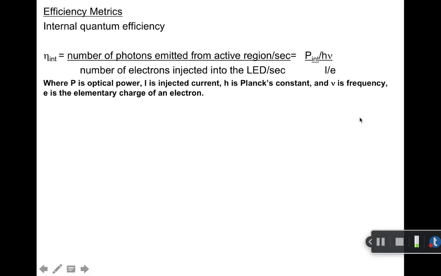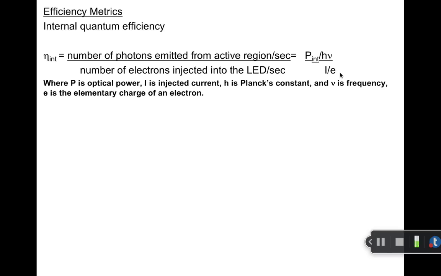And the way we calculate this is by looking at the optical power that's generated internally divided by the energy, which is Planck's constant multiplied by the frequency of the photons. And we're going to divide this by the current that we're placing across our diode, divided by the elementary charge of an electron. And so that would give us basically the internal quantum efficiency of the LED.